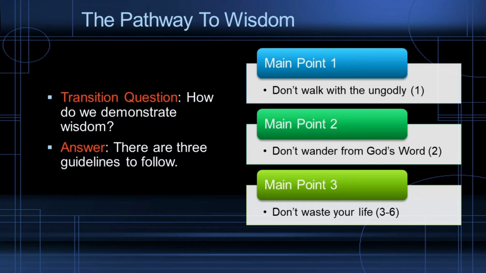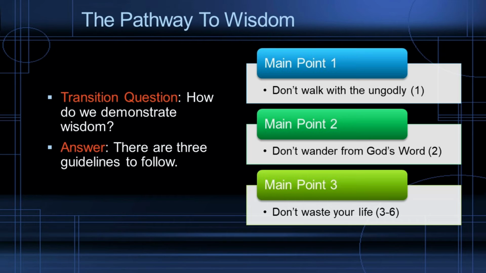Here's an example of how that would be done after completing the first main point in your sermon. And here the first main point: don't walk with the ungodly. Okay, so I finished that point. I'm going to restate it, and I'll go back and restate the big idea. Wise men do what's right. How do they do that? They do not walk with the ungodly.